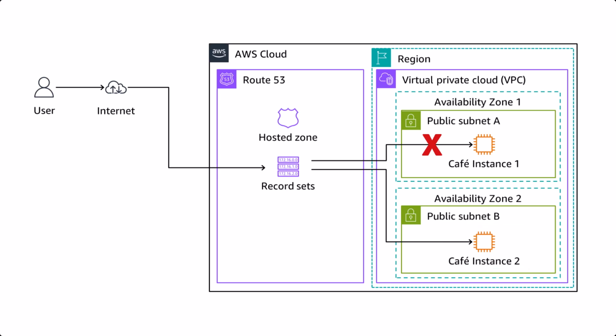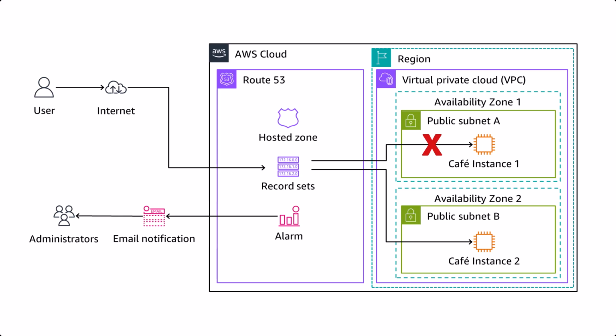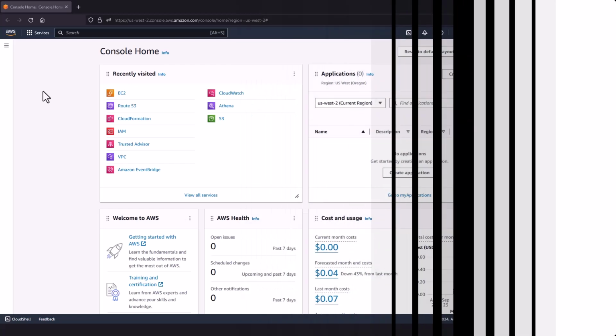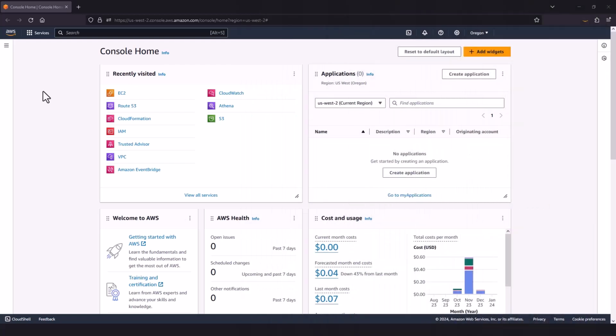In order to configure this, we need to define a Route 53 health check that monitors the status of the primary web server instance. If the health check determines that the primary instance is unreachable, then the record set we defined in the hosted zone will route traffic to the secondary instance instead. The Route 53 health check will also send an alert to our administrator team to inform us about the unreachable instance. Now that we understand the design, let's take a look at how this setup can be accomplished in the AWS Management Console.